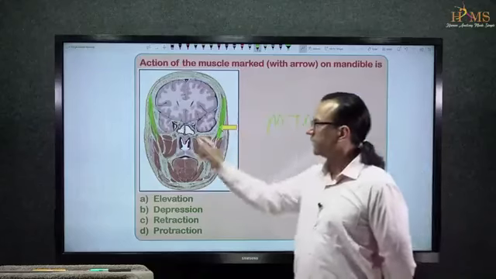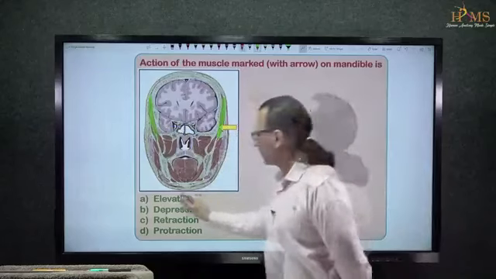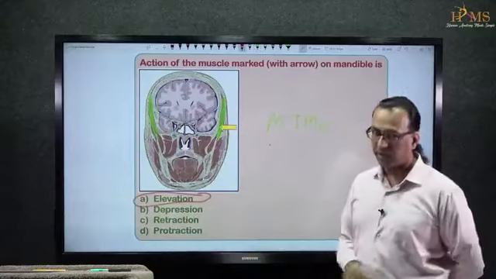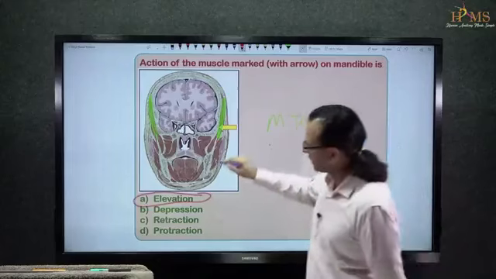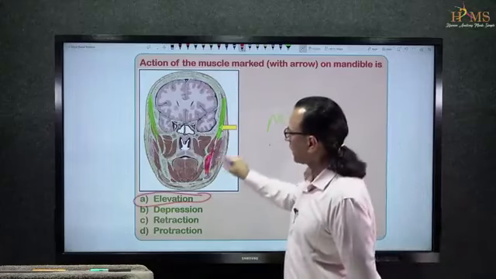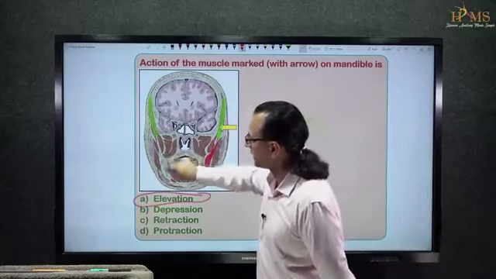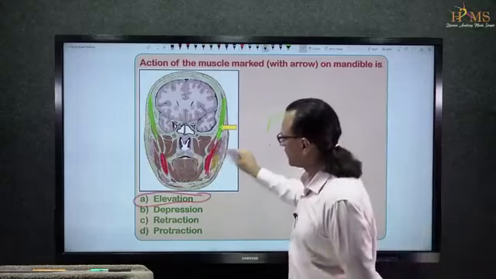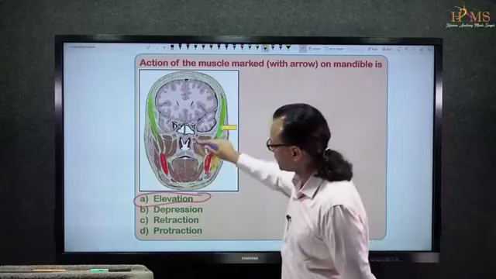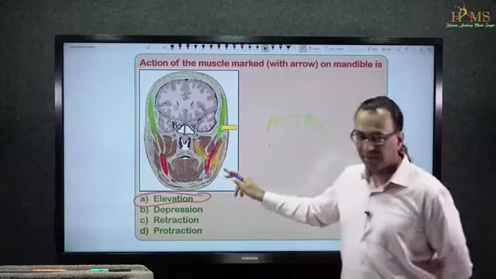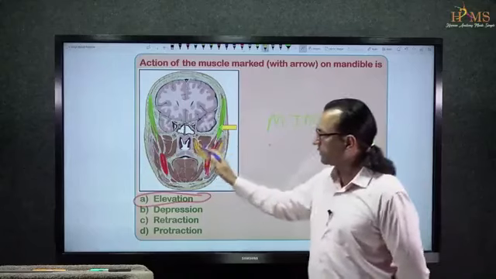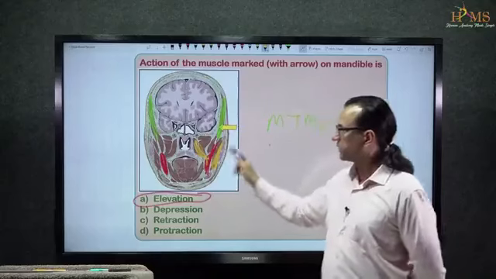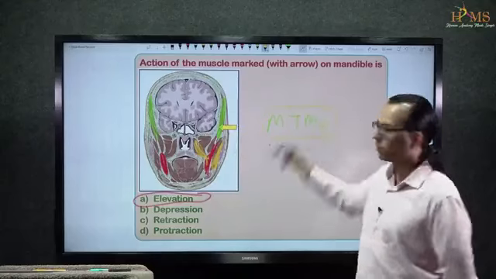Now this is temporalis, which is an elevator, so we'll keep our answer as elevation, but then you should also know the masseter and medial pterygoid. They are identified by the fact that this is the ramus of the mandible, and attaching to the ramus of mandible you will see there is a medial muscle and a lateral muscle. The lateral muscle is the masseter and the medial muscle is the medial pterygoid. So if you come medial to the ramus of mandible, it is medial pterygoid. If you come lateral, it is masseter. The MTM muscles are elevators of the mandible and they close the mouth.